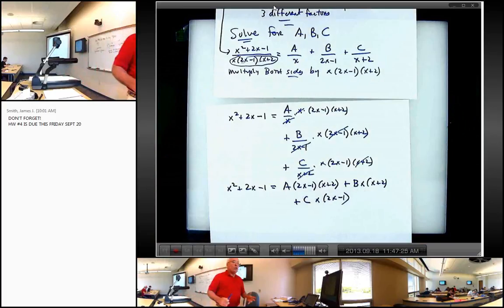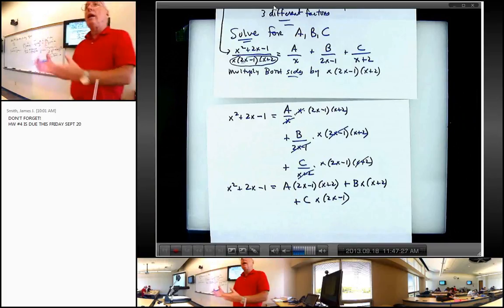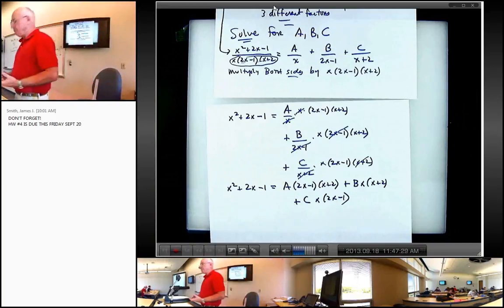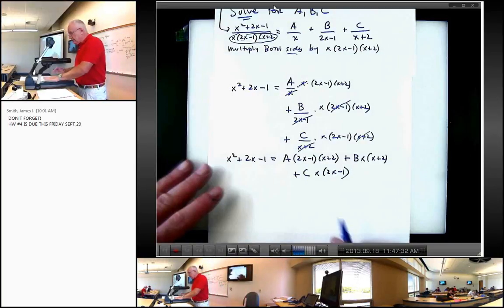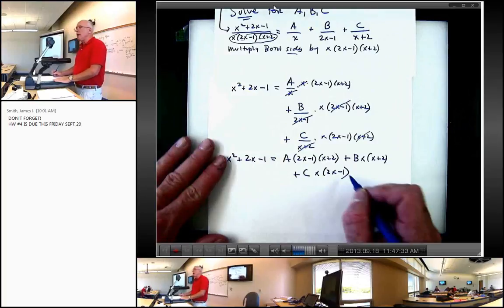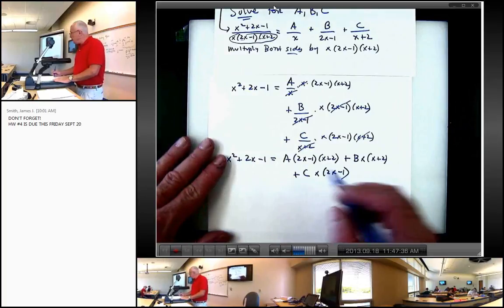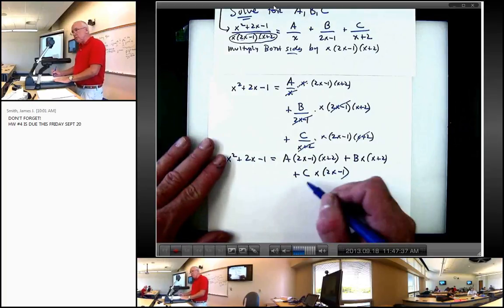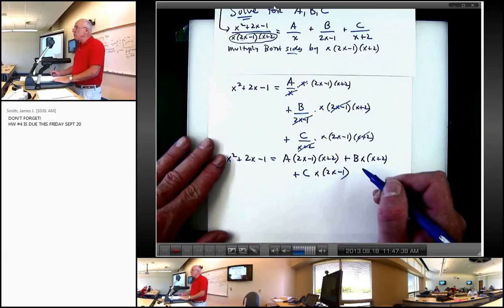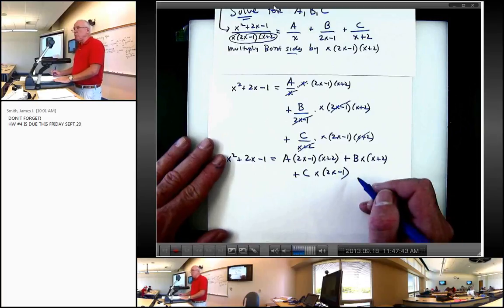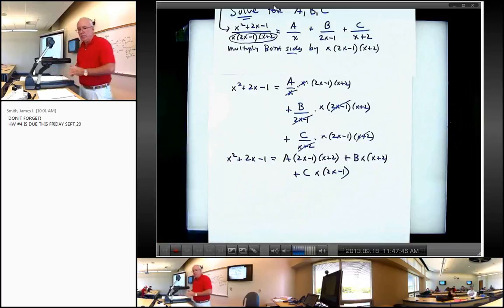So we have an equation now where we no longer have denominators. And we're going to see a very clever way, I think, to solve for A, B, and C when we start up again on Friday. A very quick way to solve for the A, B, and C once we've gotten it this far. Okay.